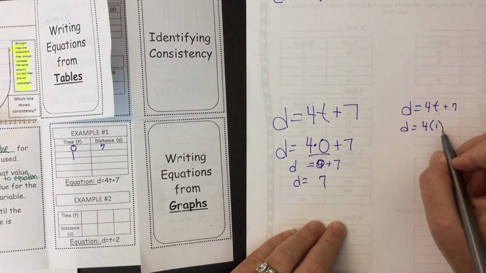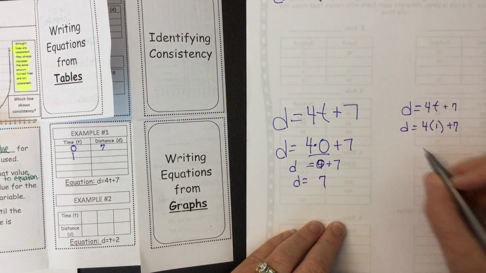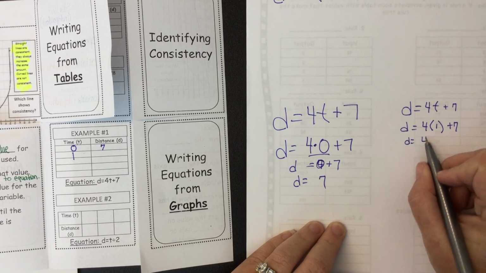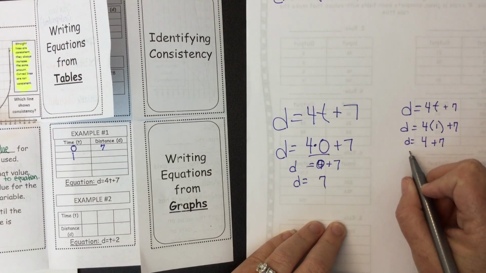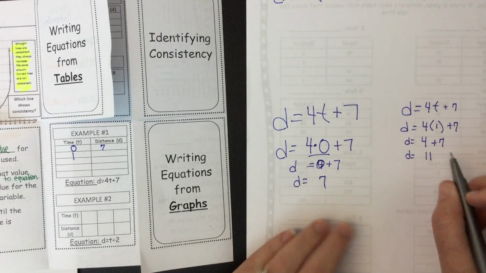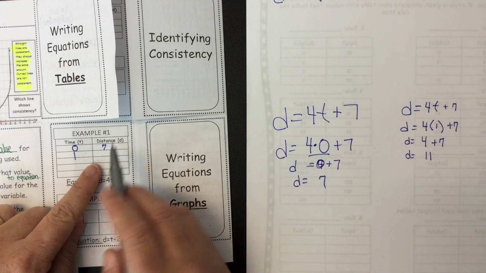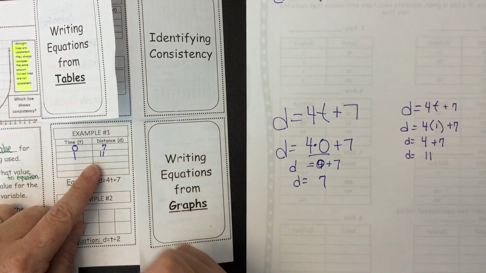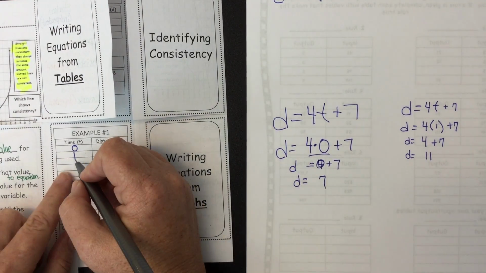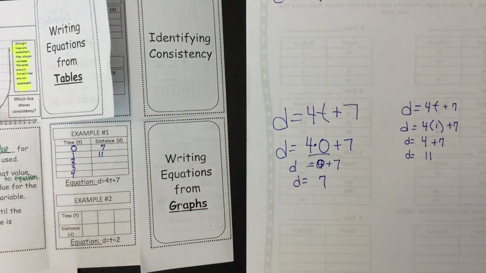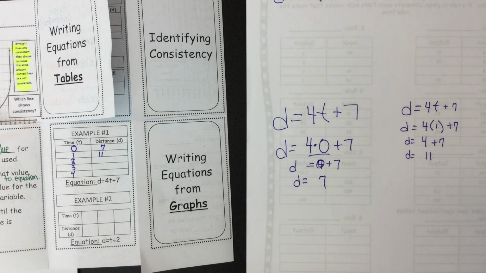Four times 1 plus 7. 4 times 1 is 4. 4 plus 7 is 11. So when time is 1, distance is 11. All right, go ahead and find the values for 2, 3, and 4. And I'll give you just a few, maybe 30 seconds or so to go ahead and fill those in.